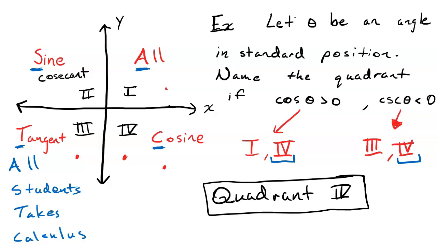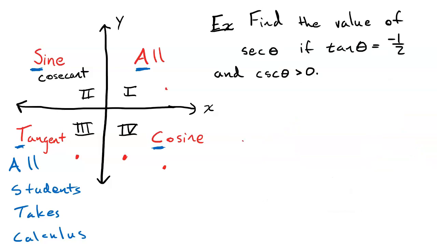Okay, and then one more example should do it, and that'll be it for objectives 3 and 4. In this example, we actually want to solve for a trig function with the information that we gain from knowing the signs in each quadrant. So here we have that tan theta is negative 1 over 2. We want to look for the quadrants where tangent is negative. The quadrants in which tangent is negative are quadrant 2 and quadrant 4.